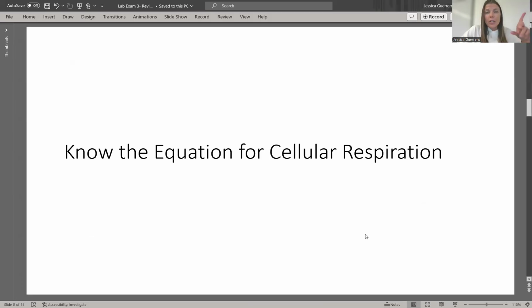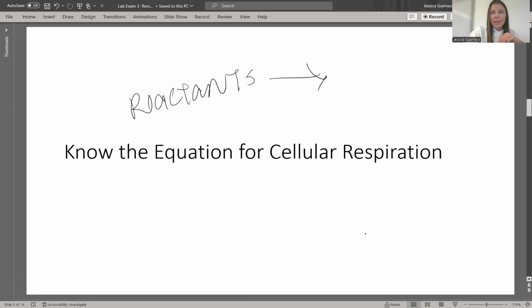You do need to know the equation for cellular respiration, know the reactants and the products. So what goes in, what goes out. Be able to write the equation and be able to read it. It is on both the lab and the lecture exam, okay? And I talk about that in the lecture, know reactants and products. Okay, in the cellular respiration lecture, we did that big mitochondria. Go get that.